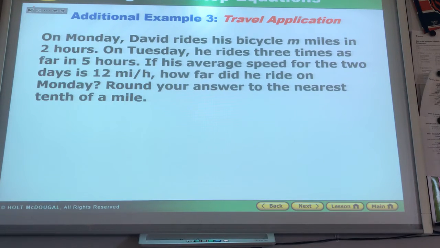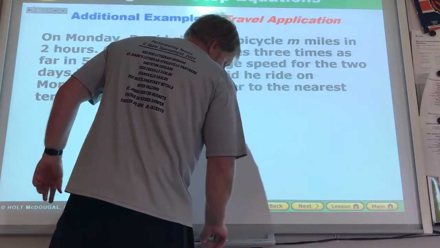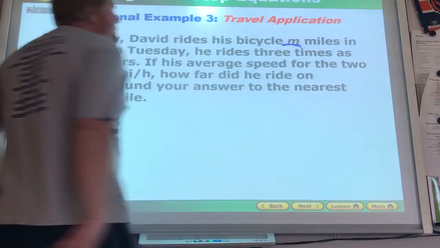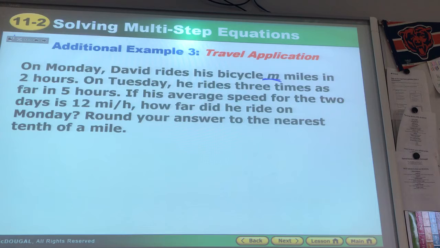It doesn't matter. On Monday, David rides his bike m miles. They tell you what the variable is going to be. M miles. M representing the miles we don't know. In 2 hours. On Tuesday, he rides 3 times as far in 5 hours. If his average speed for the 2 days is 12 miles per hour, how far did he ride on Monday?